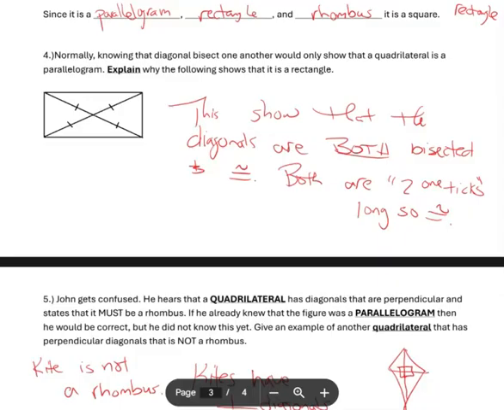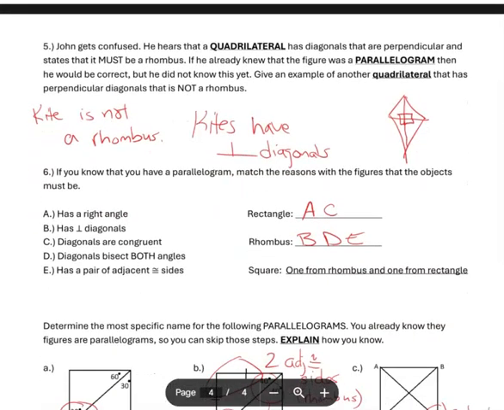Normally, knowing diagonals bisect one another would only show that the quadrilateral is a parallelogram. Explain why the following shows that it's a rectangle. Well, not only are the diagonals bisecting one another, but together they are a 1 tick and a 1 tick. They're 2 1 ticks for one length, and the other one is 2 1 ticks. So if they're both the same exact length, then the diagonals are congruent, and that means that it must be a rectangle. Okay. And once again, the diagonals bisect one another, which makes it a parallelogram, and then they're congruent, which makes it a rectangle.